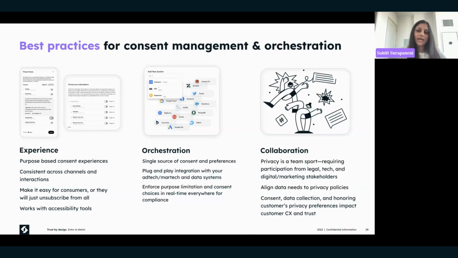So I wanted to end there and really hone in on that note where privacy is truly a team sport. And through the power of orchestration and through the power of automating your consumer experience choices, Ketch is really a powerful technology that you can leverage to create the appropriate privacy program.